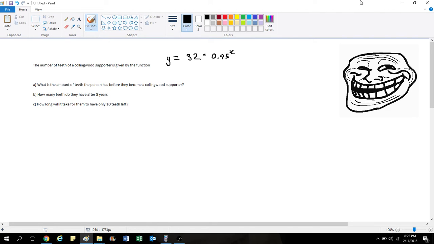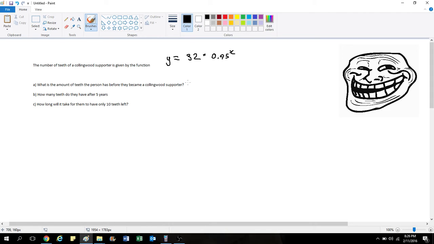The number of teeth of a Collingwood supporter is given by the function y equals 32 times 0.95 to the power of x. In this case, x is the time in years and y is the number of teeth that the person has. So what is the amount of teeth the person has before they became a Collingwood supporter?